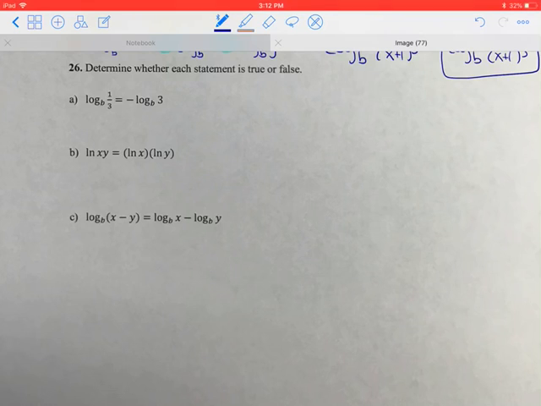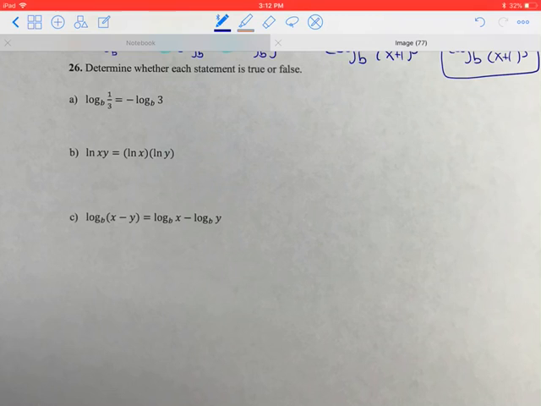And we're on the last problem on the review, number 26. We want to determine whether each statement is true or false. So typically what we do on the log statements is we pick a side that we can manipulate. Sometimes you can manipulate either side, so there's sometimes more than one way to do the problem.